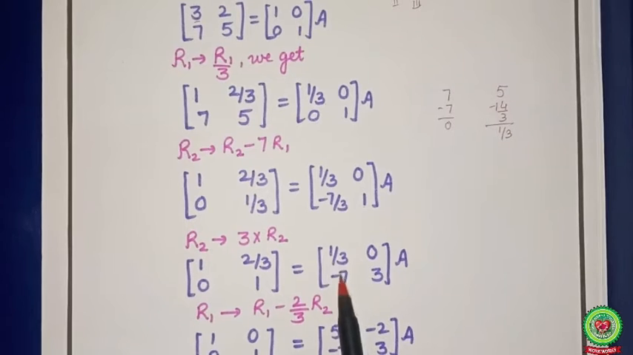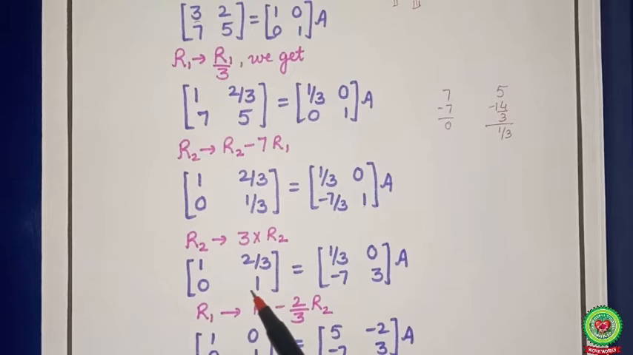Same on the right hand side. Here minus 7 by 3 multiplied by 3 gives minus 7, and 1 multiplied by 3 is 3. Now we get these 3 elements. Now we will make this one 0, then we will get the identity matrix.